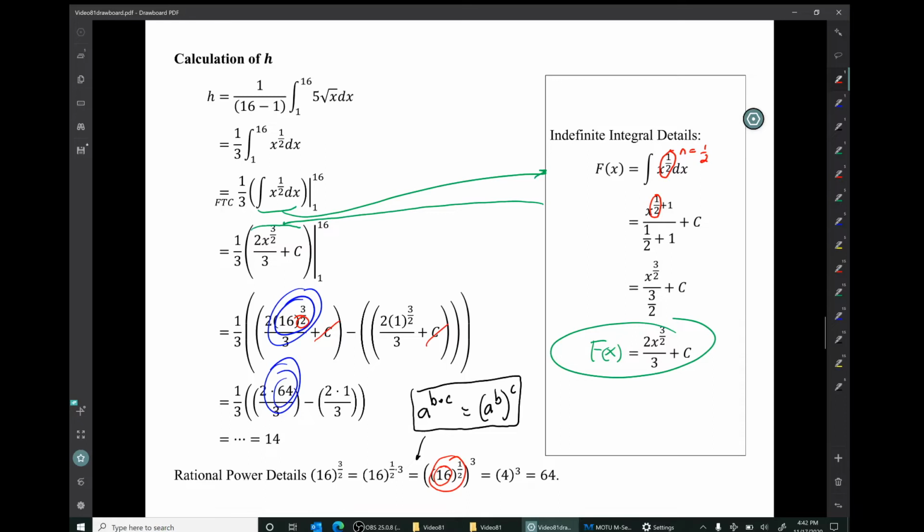In your homework problem, you'll have a similar kind of expression involving a base whose root you can find. And as I said, the rest of this is just straightforward arithmetic resulting in a value of 14. That is our number h.